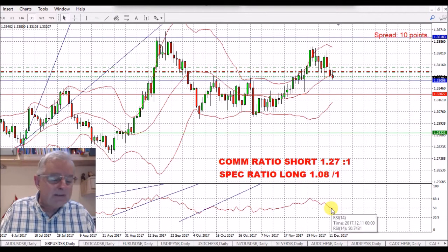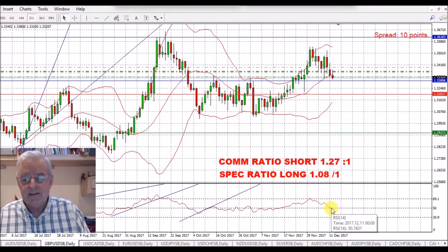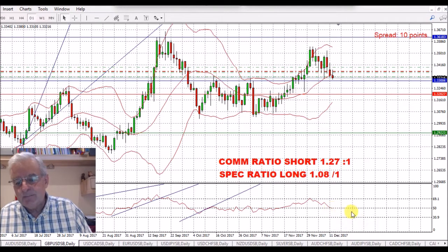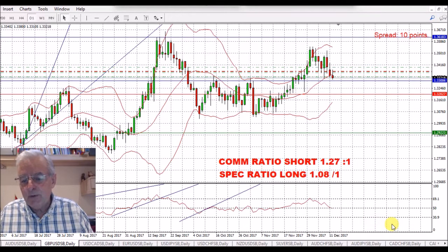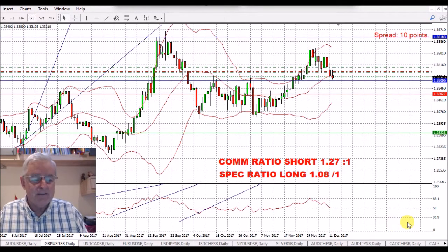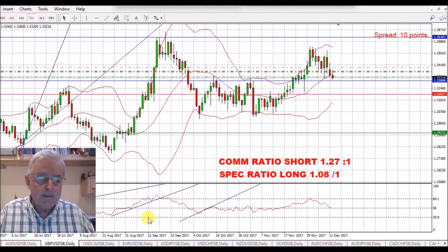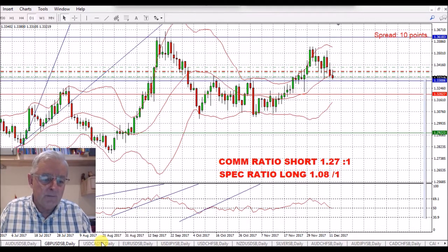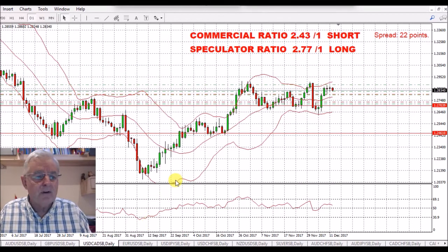We are just below the 50 on the RSI, which is significant because that's bearish. As long as we hold below the 50, that is bearish. If we go below the 30.9, that is extremely bearish. You know, unless it breaks back up, I wouldn't expect any big rises.